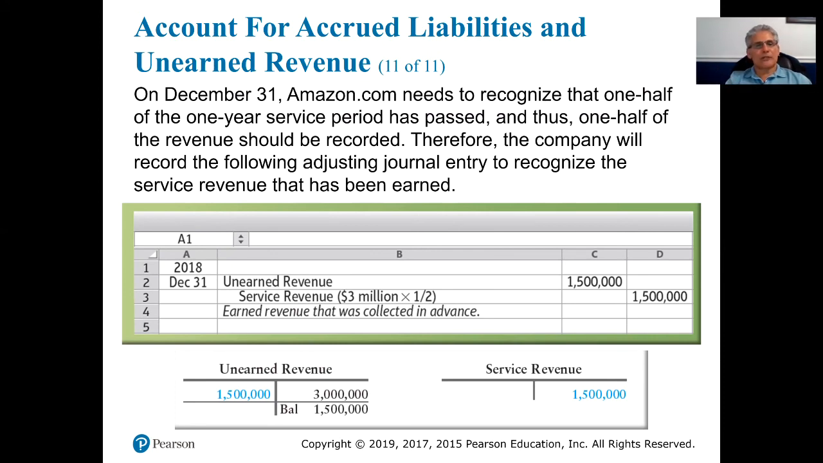But now our fiscal year end is December 31st. We have to make an adjustment. That adjustment is recognizing some of the revenue that was previously recorded as unearned, which is now earned. So it looks like half of it is now going to be earned. That journal entry to recognize would be a debit to unearned revenue for $1,500,000. That's half of it. And then there's going to be a credit to service revenue.